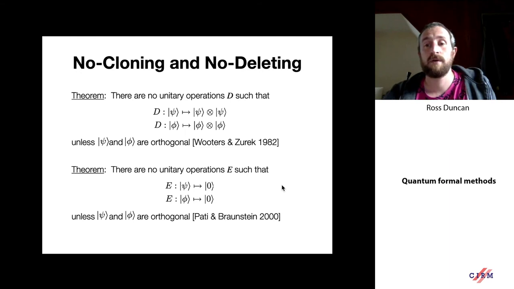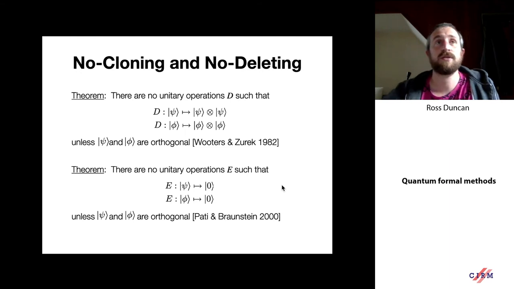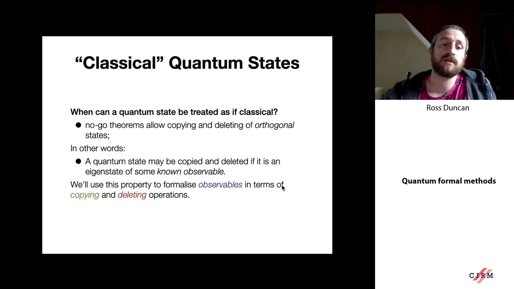However, if we turn these theorems on their heads, what we get is the following idea, that we are allowed to copy and delete quantum states if they're orthogonal. So if I happen to know that my states are the eigenstates of a certain observable, then I can treat them as if they're classical data.